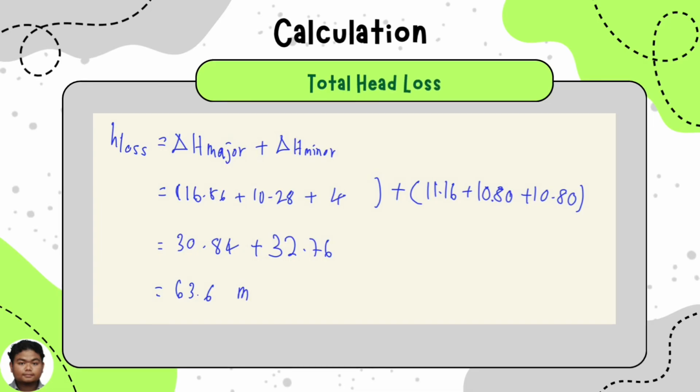Now for the last calculation, we're going to find the total head loss, where we use head loss equals delta H major plus delta H minor. So we put in the information that we have, and then we add it all up, we got 63.6 meters.